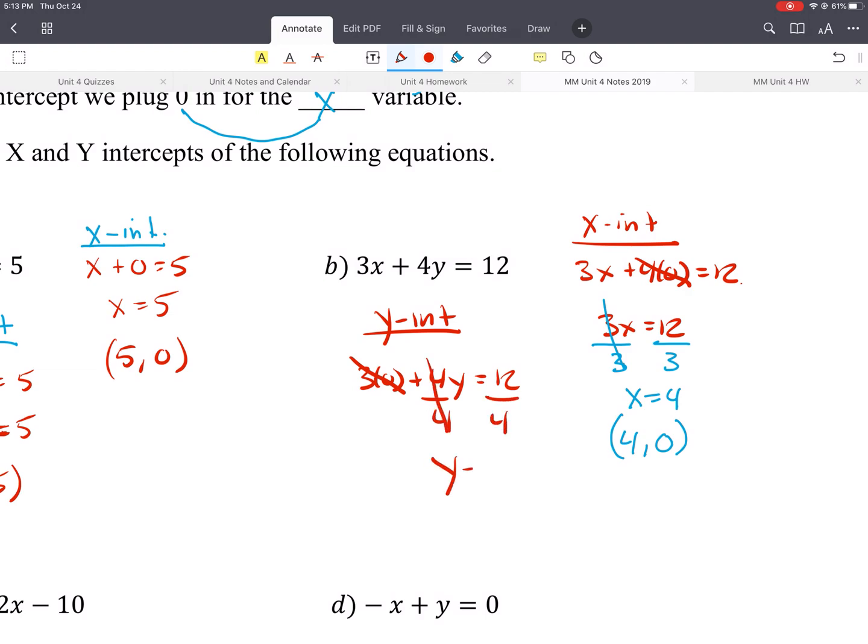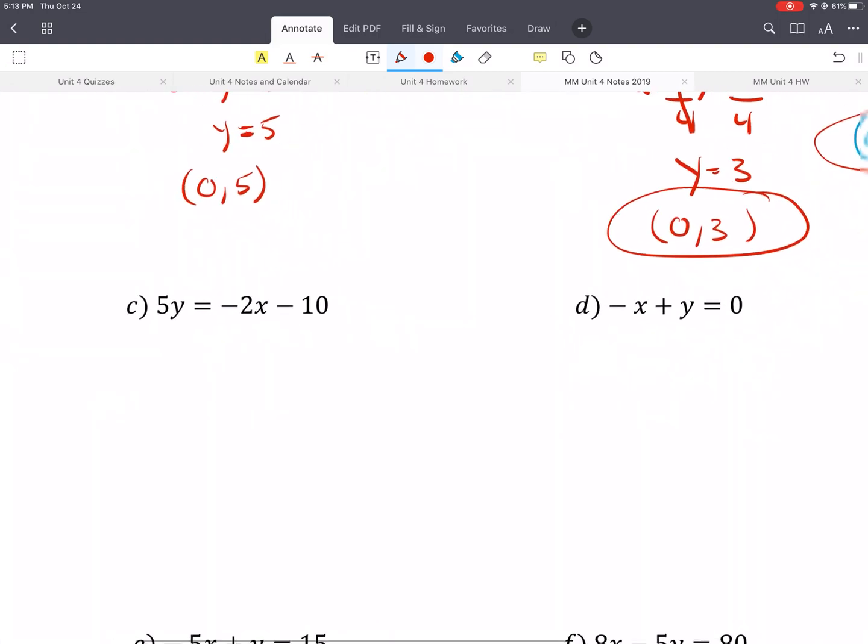And we'd get y equals 3. Okay, now we write it as an ordered pair. We just said that x is 0 when we find the y-intercept, and y equals 3. So those are our two intercepts, the x-intercept and the y-intercept. Try and do these by yourself, right?